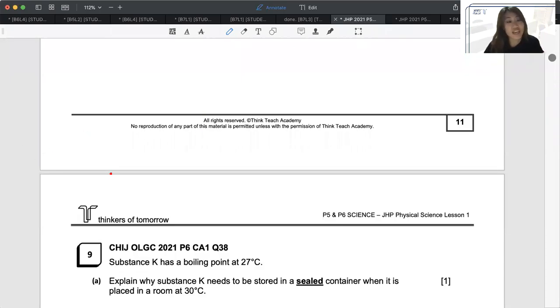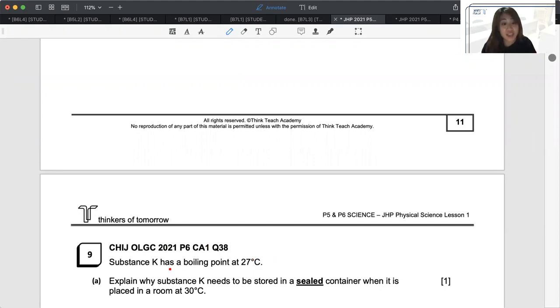So if you look at question 9, this question is from this year's CHIJ CA1 paper. And the previous questions that we have done, I'm sure you can also tell that the questions are all mostly from different schools' CA1 papers this year. So let's look at question 9 here.